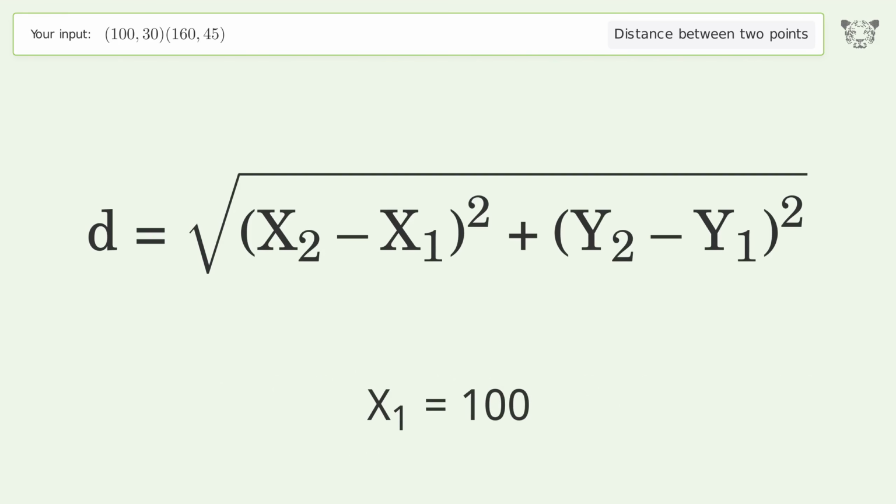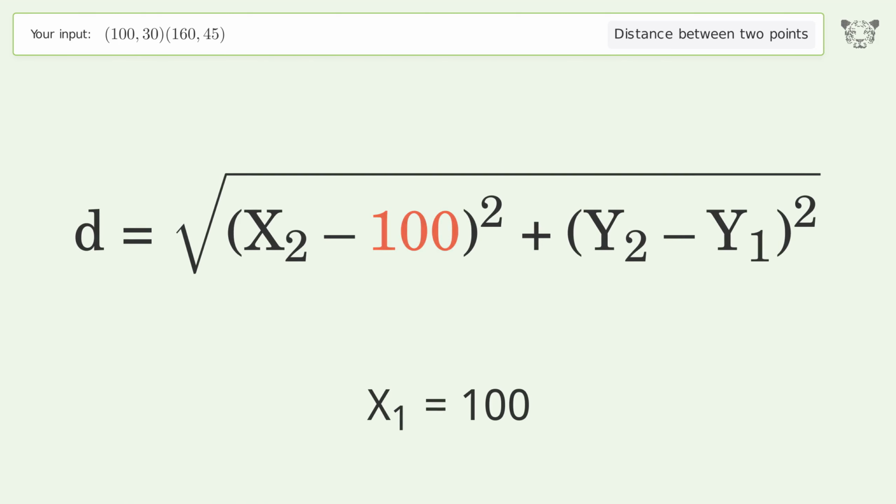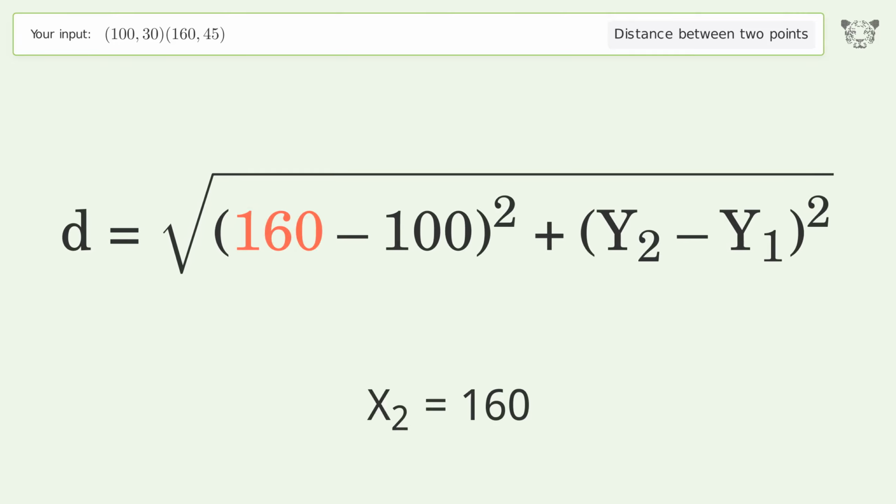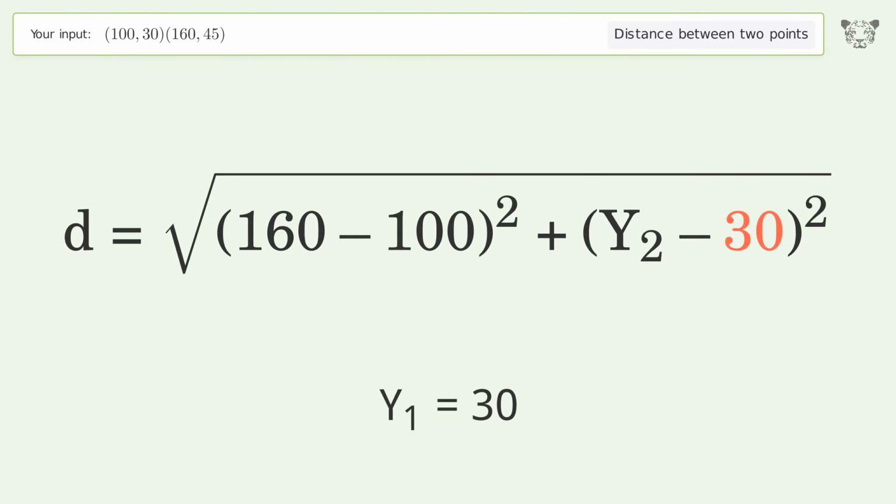x1 equals 100. x2 equals 160. y1 equals 30. y2 equals 45.